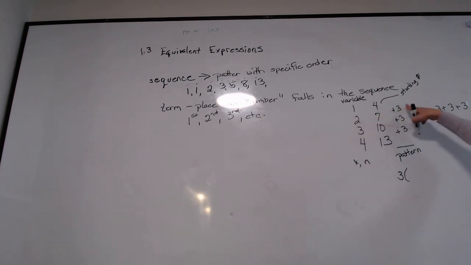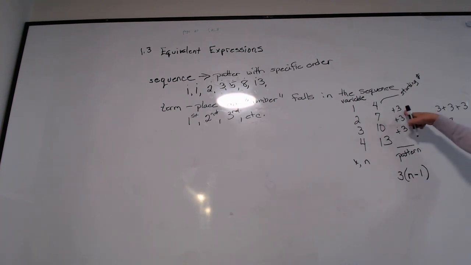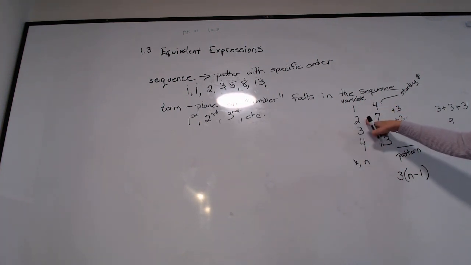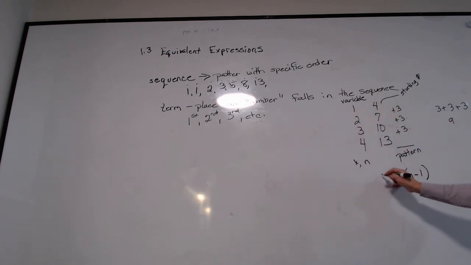To get the second term, how many 3's did I add? 1. So we use n minus 1 because you're only adding 1 three, because that's the first one. Okay, now what did we start with? Well, we started with a 4, right? Is that correct? So that's what we're going to add. So we're adding 3 for every time that the number goes up 1.